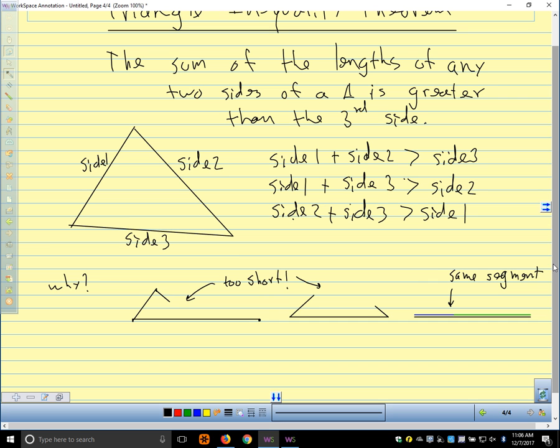And again, we prove the triangle inequality theorem by using an indirect proof. Start by saying, well, assume that side 1 plus side 2 is not greater than side 3. And then you make an argument that essentially says what those pictures show us. And then you would have a contradiction. You don't have a triangle.